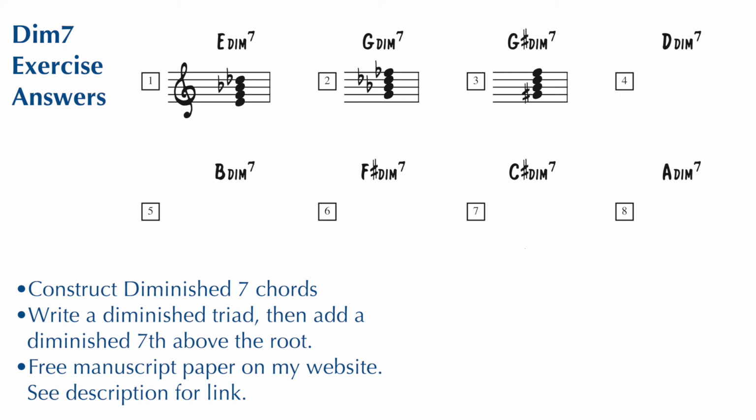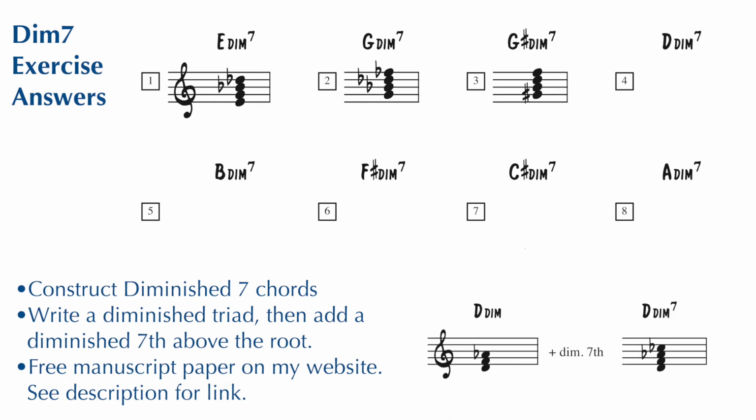Number 4 is D diminished 7. First, you construct a D diminished triad. That'll be D, F, A flat. Next, we add a diminished 7 above the root. A minor 7th above this D would be a C, so a diminished 7 is going to be C flat. Stack them all up, you have D, F, A flat, and C flat. D diminished 7.